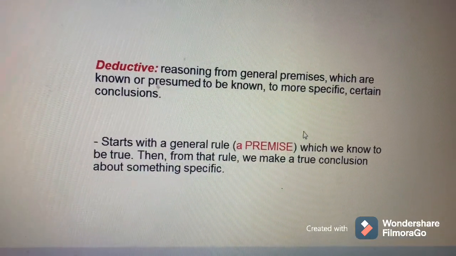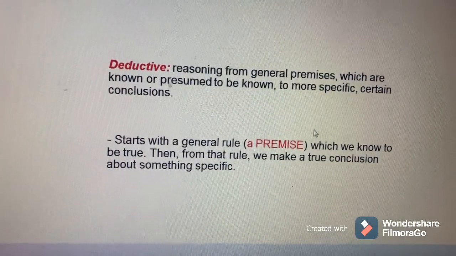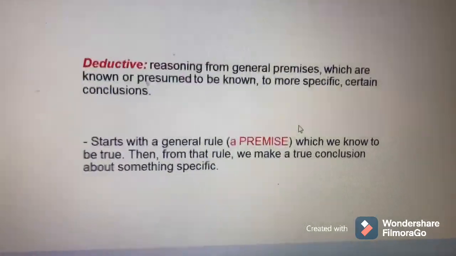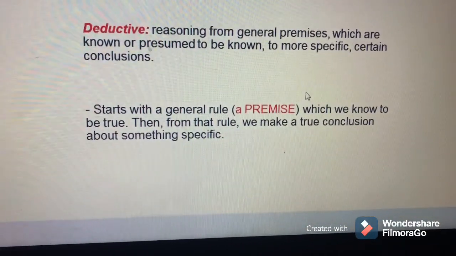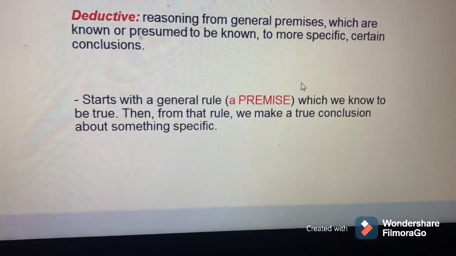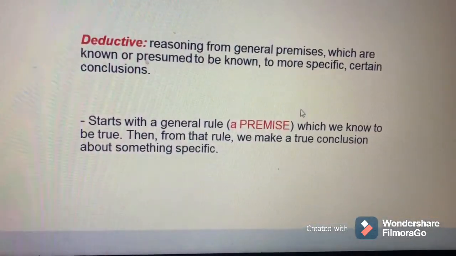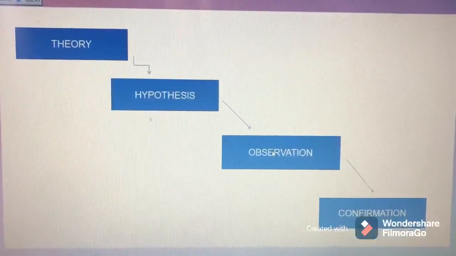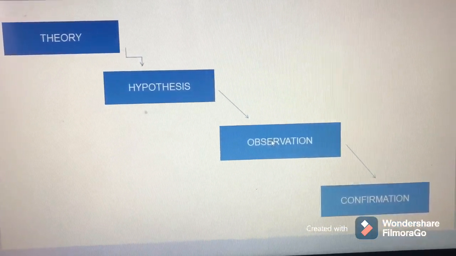In deductive reasoning, to start with, you have to make a premise which is known to be true, and then from that, while we're making two premises, we're going to end up with a true conclusion. So this is the process of deductive reasoning.